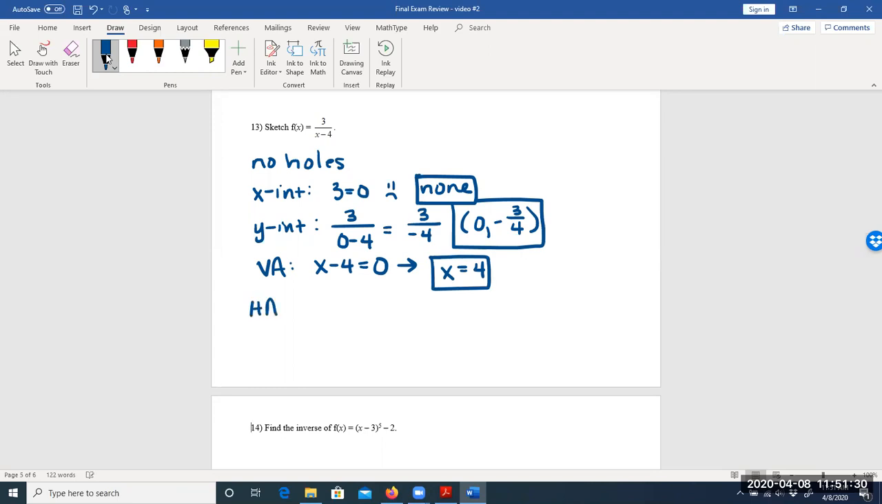Our horizontal asymptote is going to be y equals 0. This is because the degree of the numerator is a 0 and the degree of the denominator is a 1. Anytime your numerator has a smaller degree than your denominator, y equals 0 is your horizontal asymptote. We do not have an oblique asymptote. That only occurs when the degree of the numerator is 1 larger than the degree of the denominator.